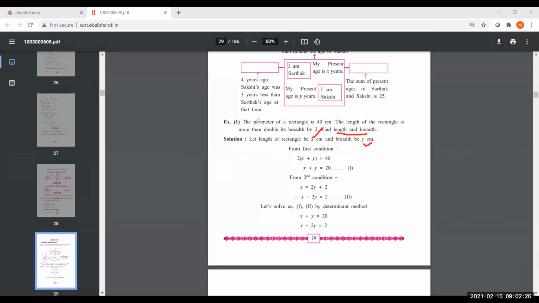For the first condition, what does it say? The perimeter of the rectangle. What is meant by perimeter? Can anyone tell me? Just anyone raise your hand and tell me what is meant by perimeter.